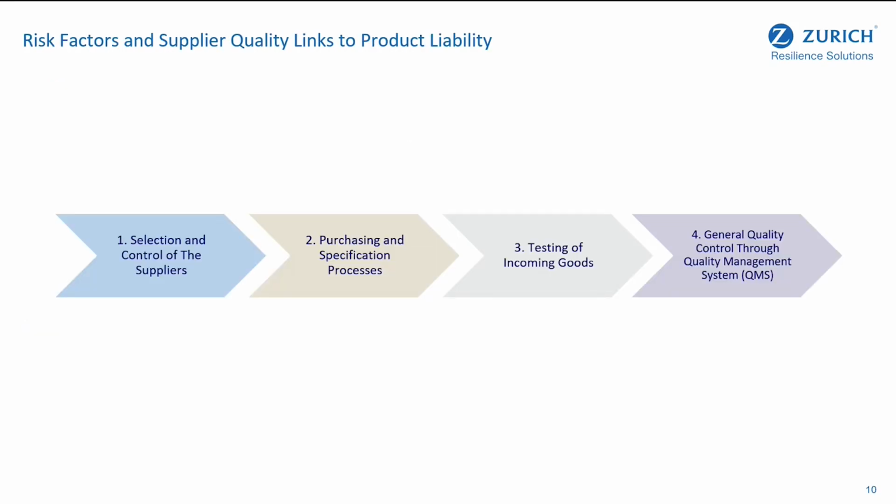So we're going to look at four different risk factors and supplier quality links to product liability. So again, starting to get your heads around how product liability links into the supply chain. So for the supply chain to exist, there needs to be a group of suppliers that supply a product to your manufacturing environment. And your organization has to have a process or a means of being able to select that supplier, not just selecting that supplier, but also ensuring that you monitor and control that supplier from a quality perspective.